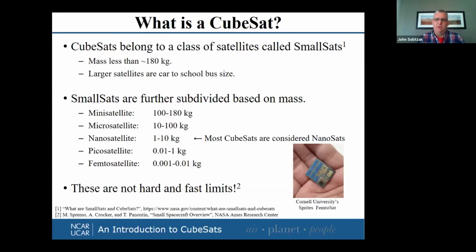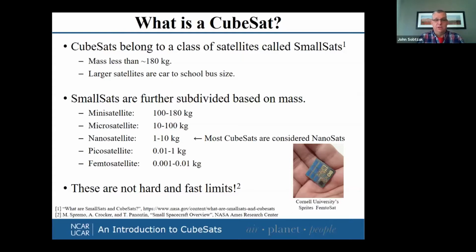I show a picture of Cornell University, which created a femto satellite that's just a circuit board about the size of a postage stamp. And that's actually a satellite that they flew. For the most part, CubeSats fall into the category of nanosats because of their mass. One thing I will note is that these are not hard and fast limits. So if you are 11 kilograms, you're automatically moved up to a microsat. There is some fuzz in between these lines.